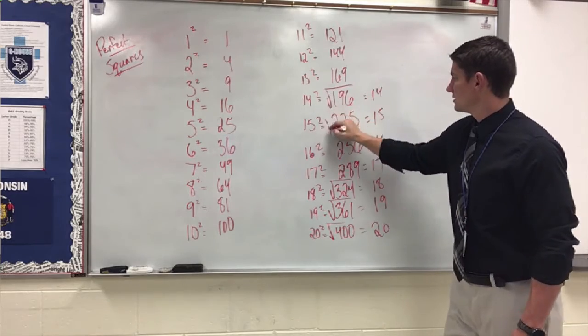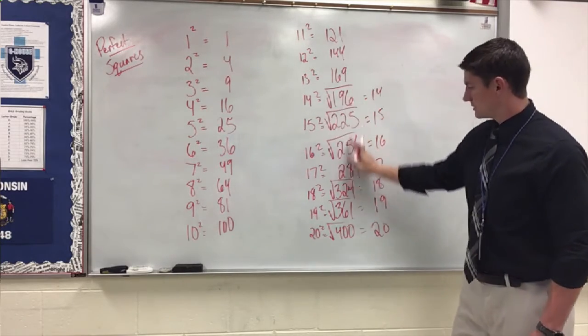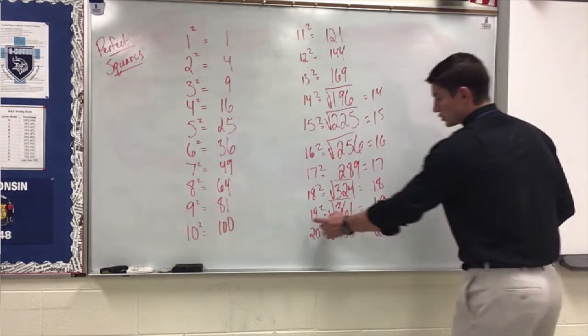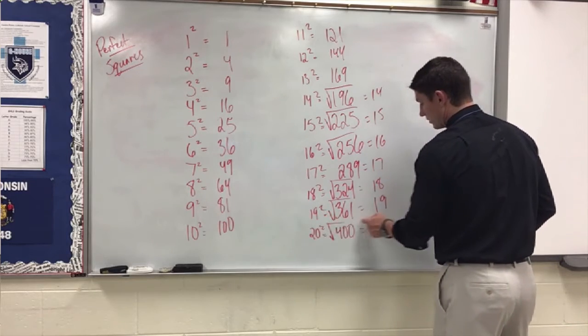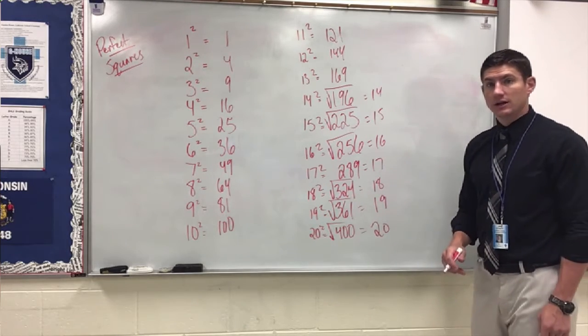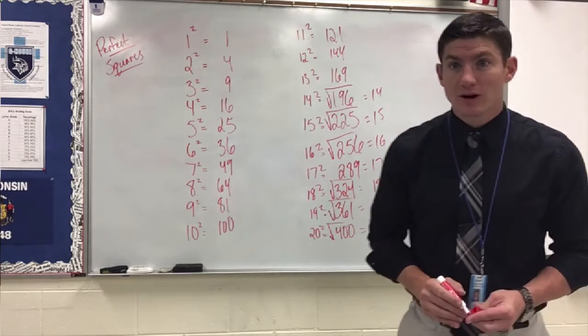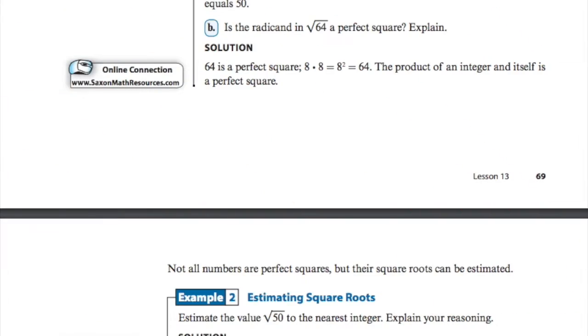If I had that radical symbol drawn there, all of these numbers become my radicands, and what they were squared initially, after they're square rooted, becomes that same number again. So they're inverse operations. Back to our example problems in lesson 13. In example 1, it asks you to find square roots of perfect squares.